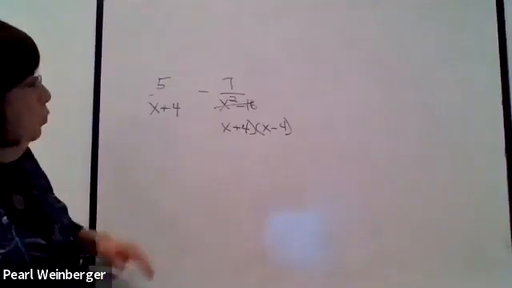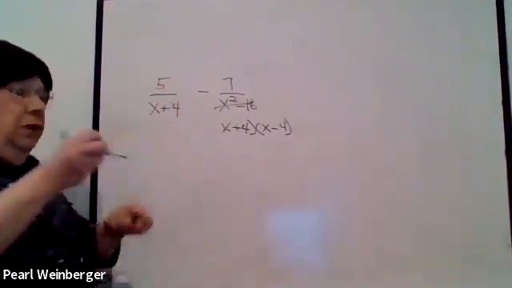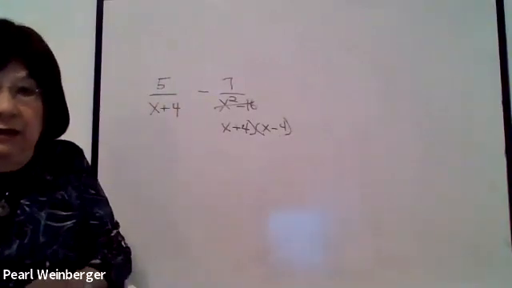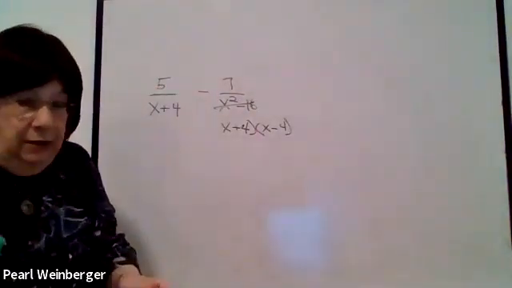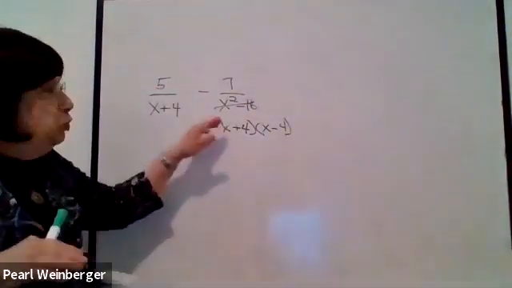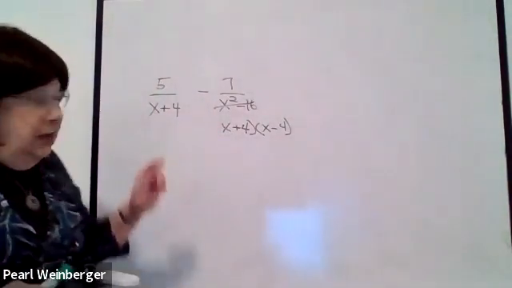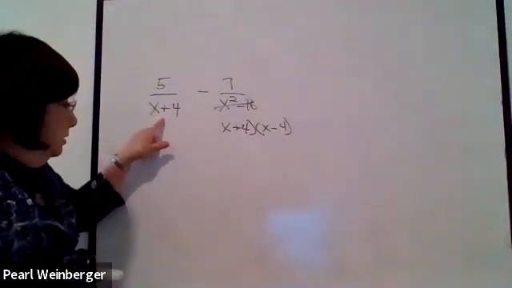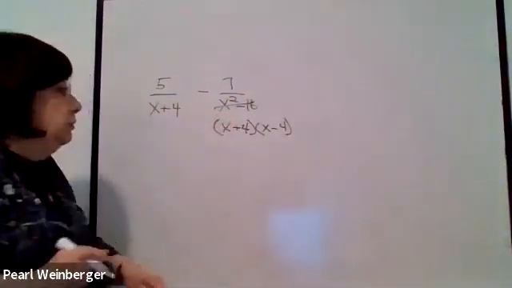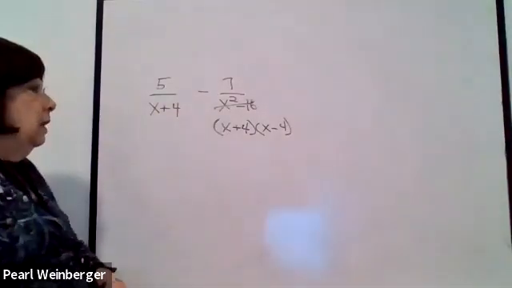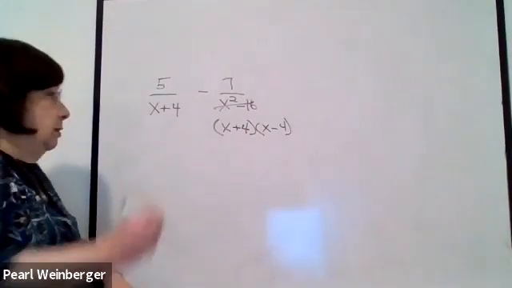All right, step 1. Factor your denominators. Remember, when you're multiplying and dividing, you factor both the top and the bottom. But when you're adding or subtracting, you just factor the denominators. This denominator stays x plus 4, and this x squared minus 16 becomes x plus 4 and x minus 4.